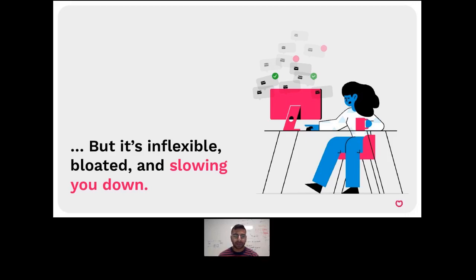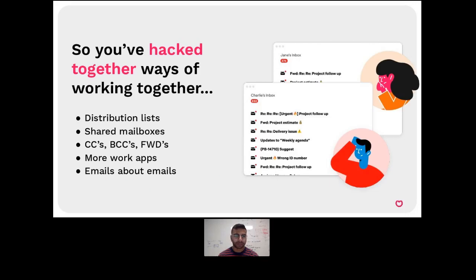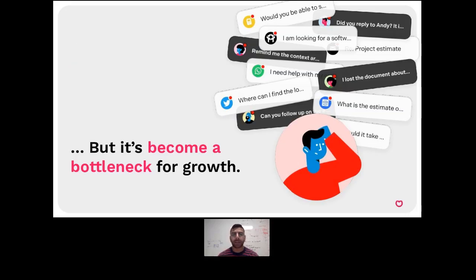But as I mentioned, it's inflexible, it's bloated, and it's slowing you down. And so you've probably hacked together ways of working together, right? You have distribution lists, you have shared mailboxes, potentially in Outlook. You're using CCs, BCCs, forwards. You have a ton of different apps now, Teams, Slack, Salesforce, Jira, and you're sending emails about your emails. This is something that happens pretty often. You're asking people, hey, have you read my last email? And you're asking them by sending them an email. And it's becoming a bottleneck for your growth.